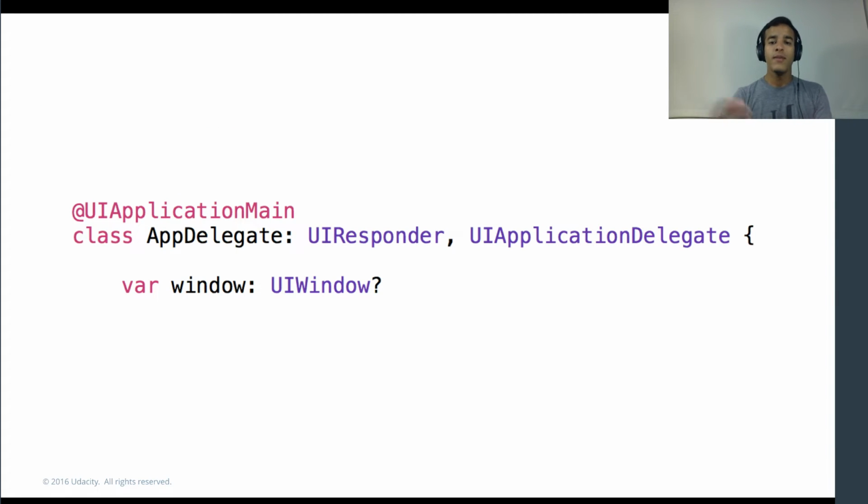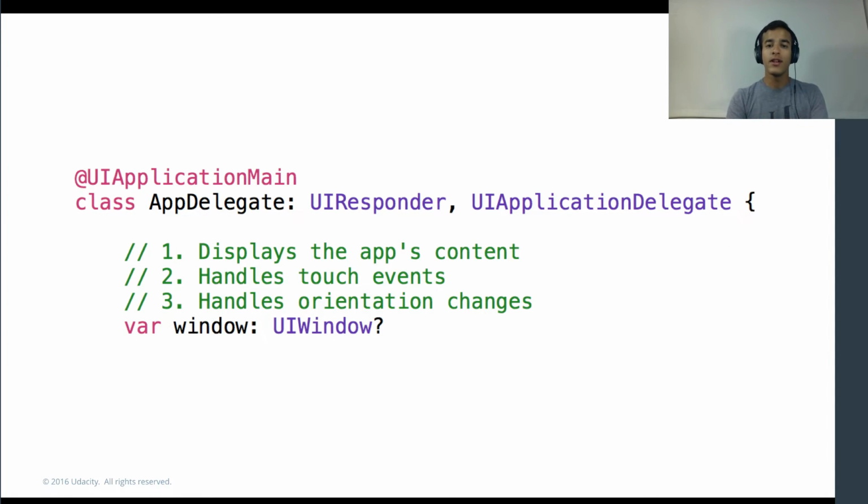And lastly, let's address a common question. What is the point of this window variable inside of the app delegate? Every app has a window, and what the window does is it displays all of the app's contents. It handles all of the touch events, so when you click on buttons or you add a gesture recognizer, that's all handled by the window, and then it's bubbled down to all of the view controllers that are there.